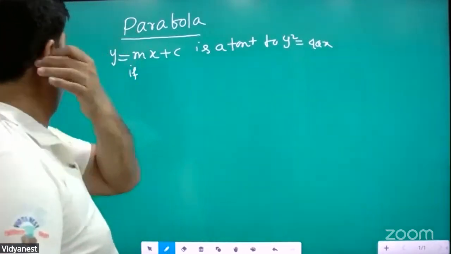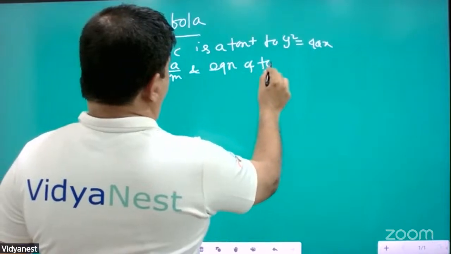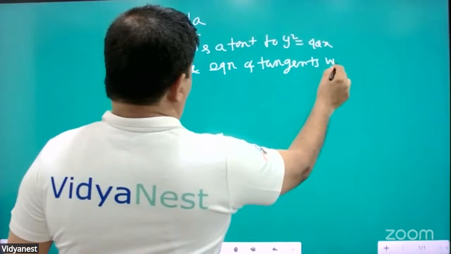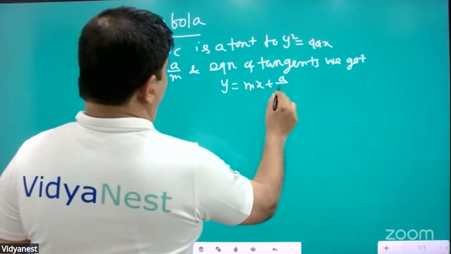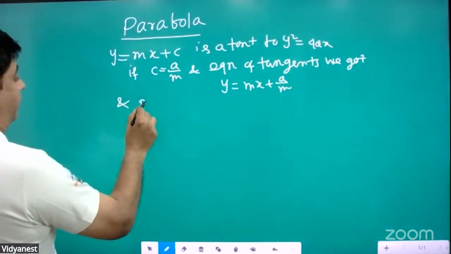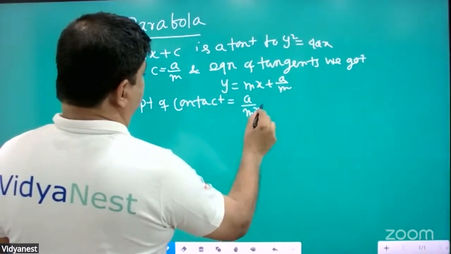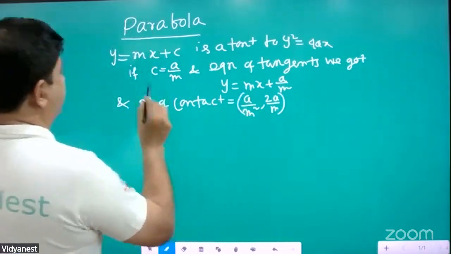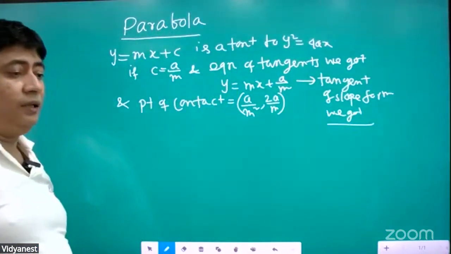I am recalling, y = mx + c is a tangent to y² = 4ax if c = a/m. The equation of tangent we got is y = mx + a/m, and the point of contact is (a/m², 2a/m). This is the tangent in slope form.